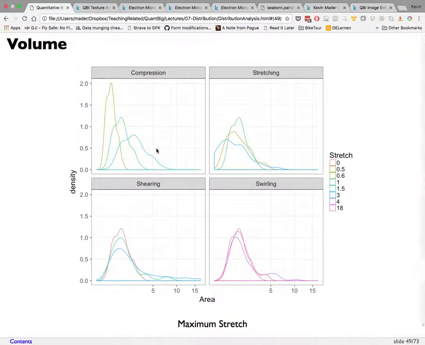We can then look at the volume or the territory. We see with compression that it goes up linearly or quadratically, so as you increase this compression factor, you change your mean quite a bit. We see almost the opposite trend with stretching. Your distribution gets shifted, but it also gets much wider at the bottom. With shearing, we see that as well: we get a lot more points at this edge. Swirling too.